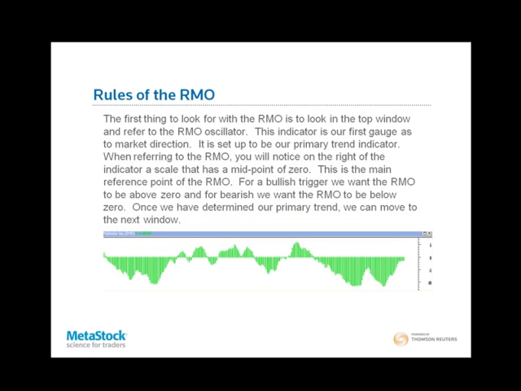For a bullish trigger, so to go long, we want the RMO to be above 0, and for bearish we want the RMO to be below 0. Once we've determined the primary trend, we can move to the next window. Okay, so for bullish again, we look for the RMO to be above 0, and for bearish we look for it to be below 0. Okay, so that's the first rule of the RMO.